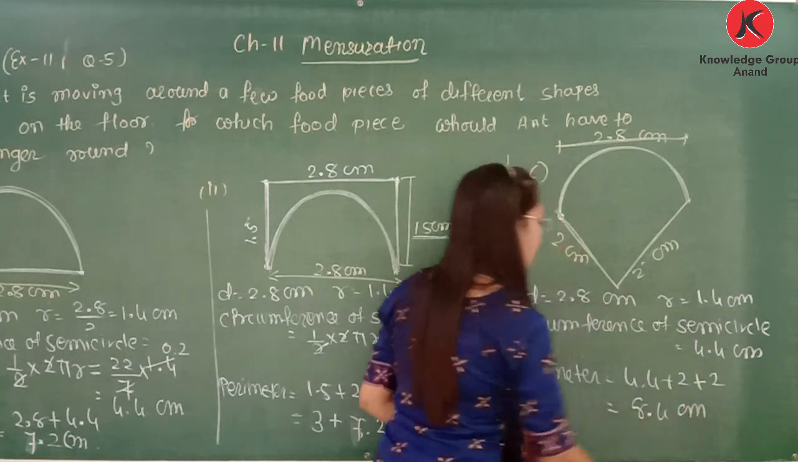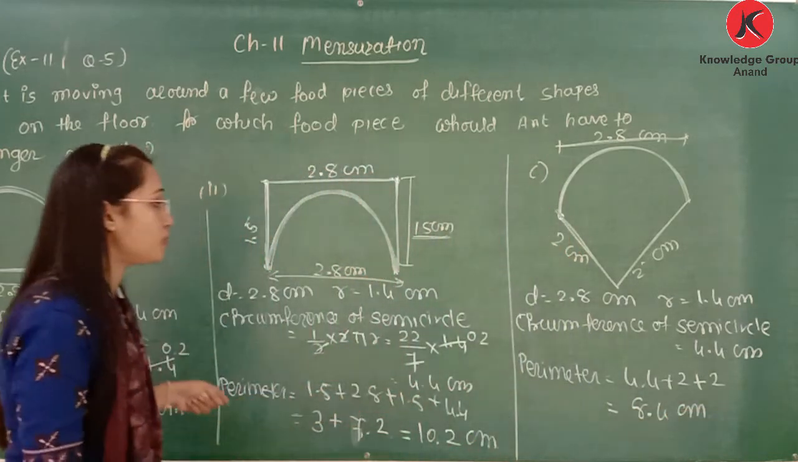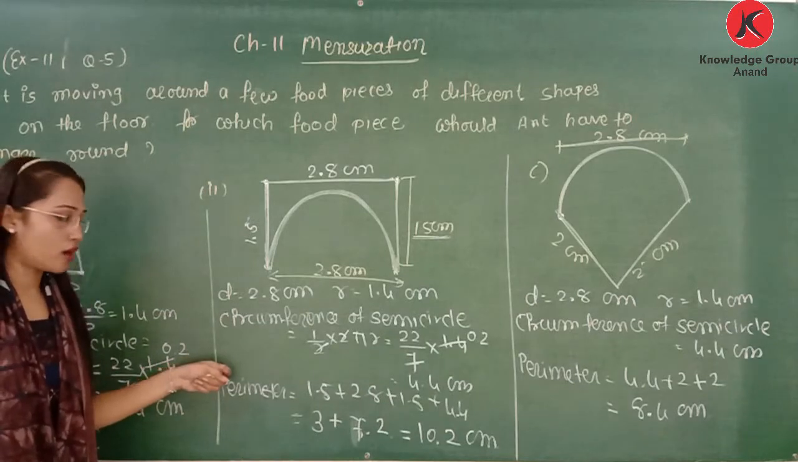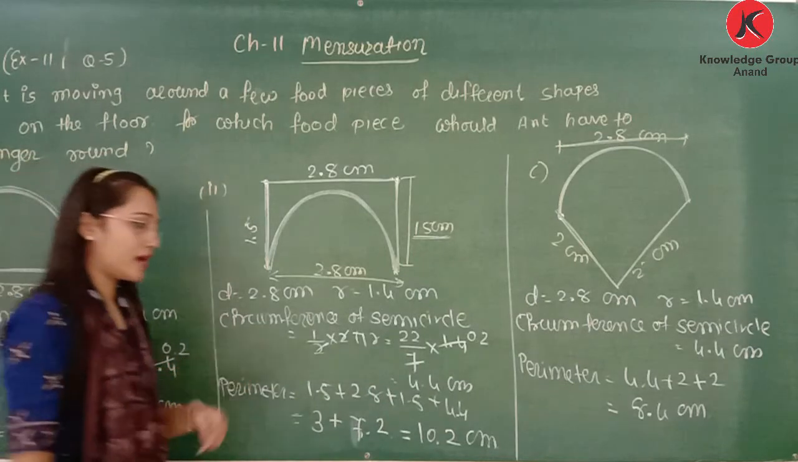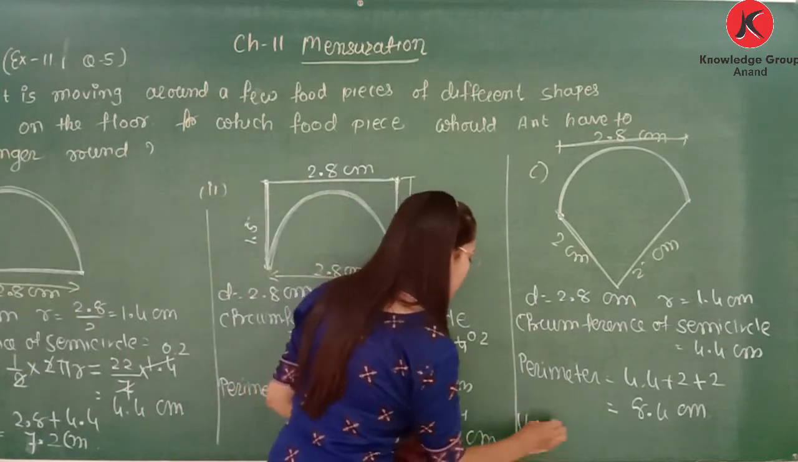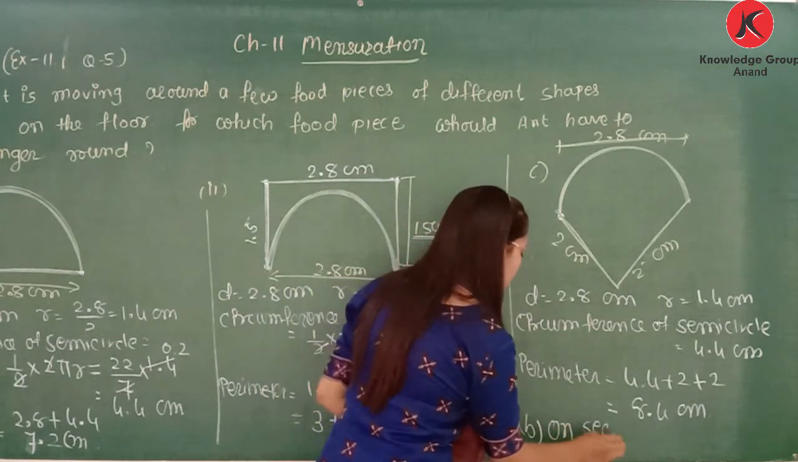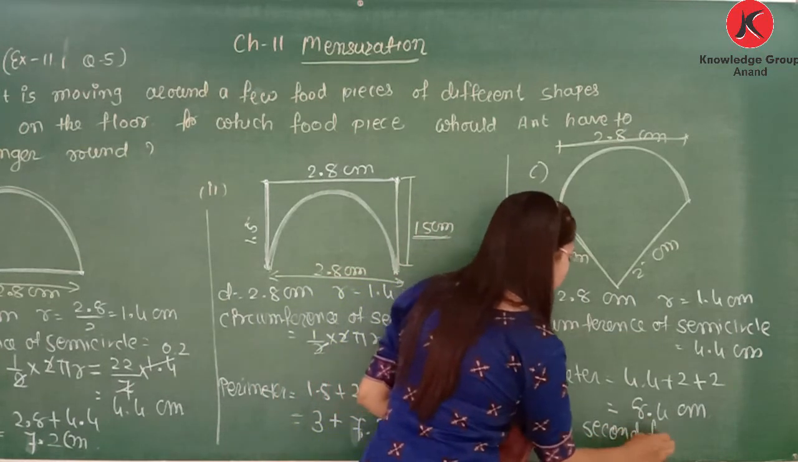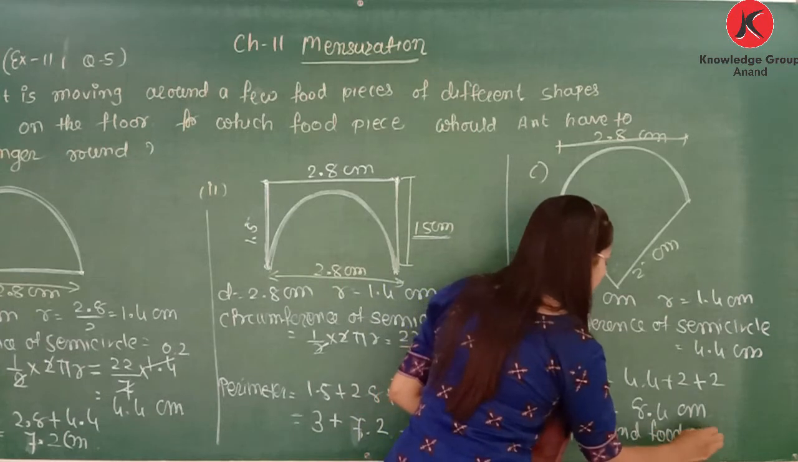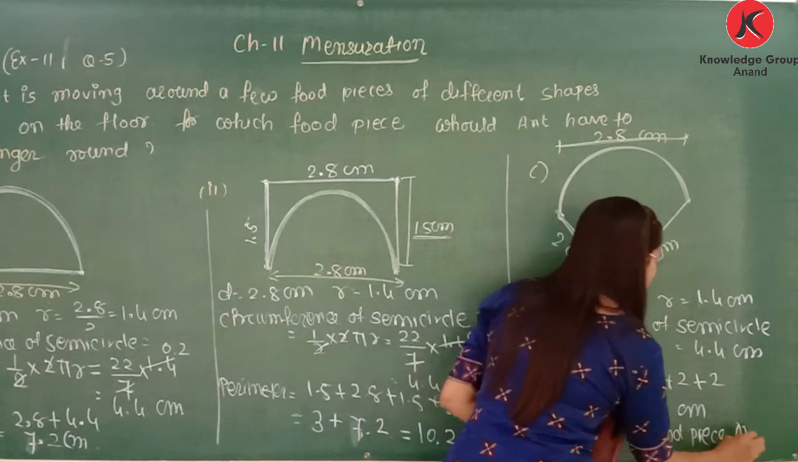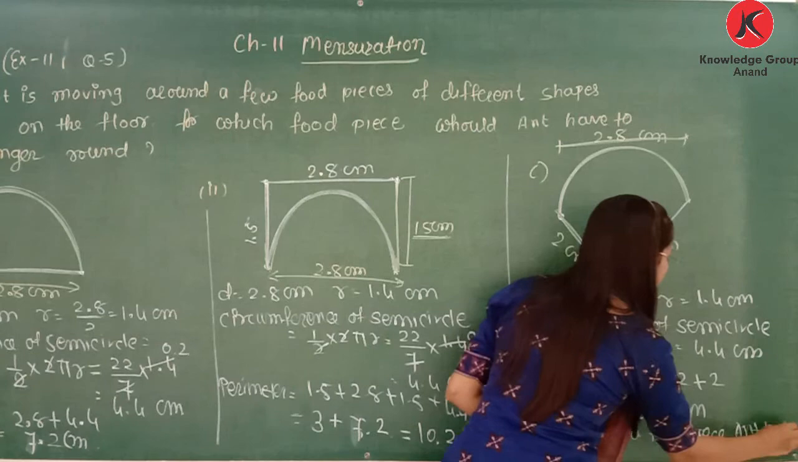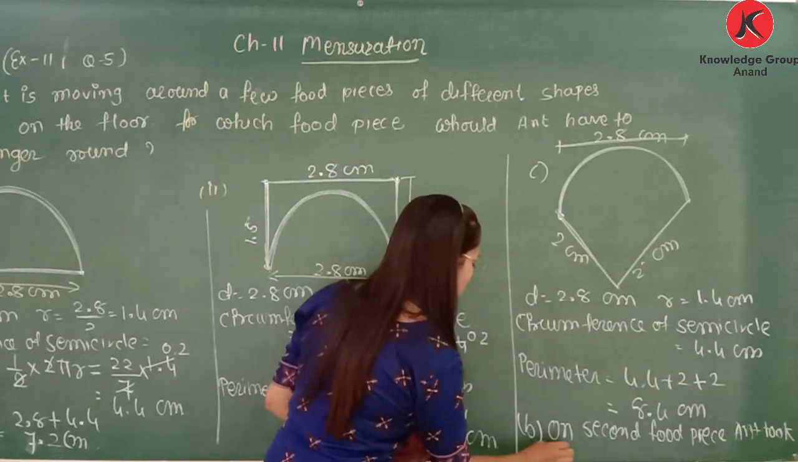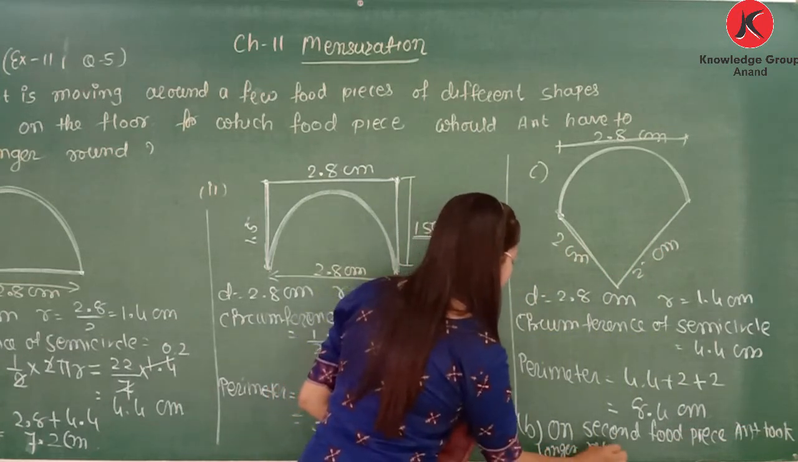So that is 8.4 centimeter. Now on which food piece does the ant take a longer round? On the second one. So the answer is B, on the second food piece the ant takes a longer round.